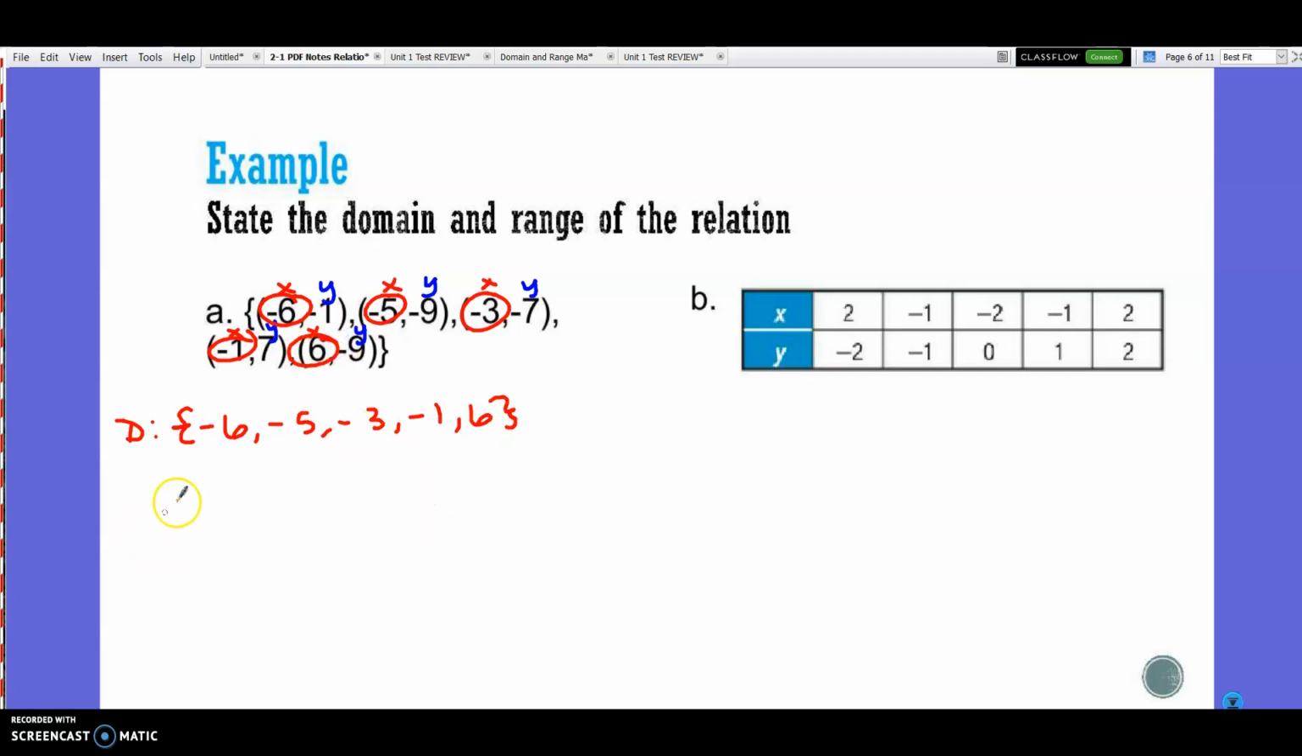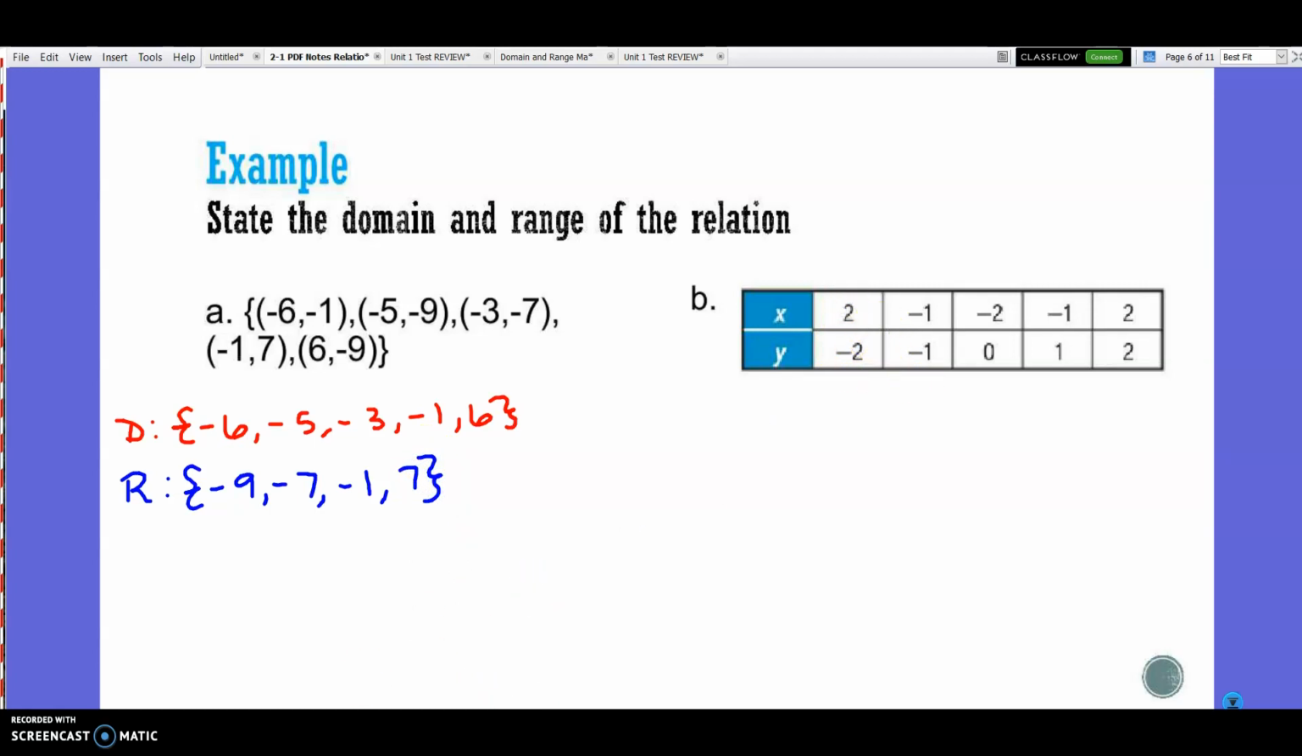Inside fancy brackets here. For the range, still least to greatest, so the least value of your Y's, the smallest Y value was -9, then -7, -1, and then 7. So there's the domain and then the range.